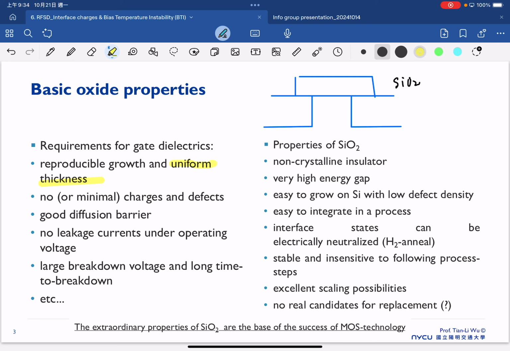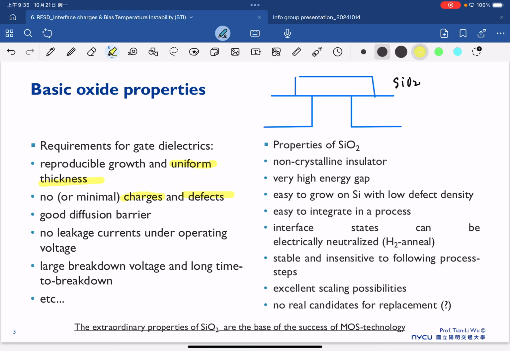And then the second one is that we expect no or very minimal charge or defect inside the dielectric. And also sometimes we consider it as a good diffusion barrier, because on top of the dielectric, we probably will deposit several different materials, and the different materials might cause a diffusion issue. So we hope that the dielectric can work as a good diffusion barrier as well.